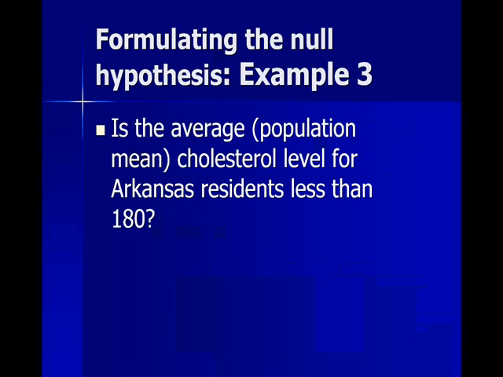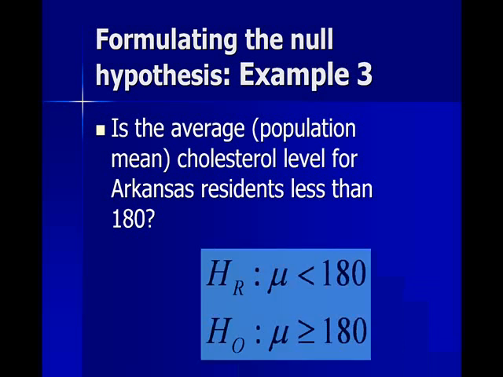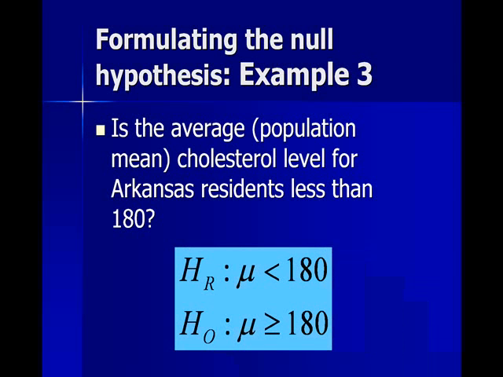Is the population mean less than 180? So our null hypothesis will be mu greater than or equal to 180. Just the complement, making sure you have an equal sign. Of course, it could just be mu equal to 180. And again, that's what we're going to use when we actually calculate p-values and test statistics and so on.